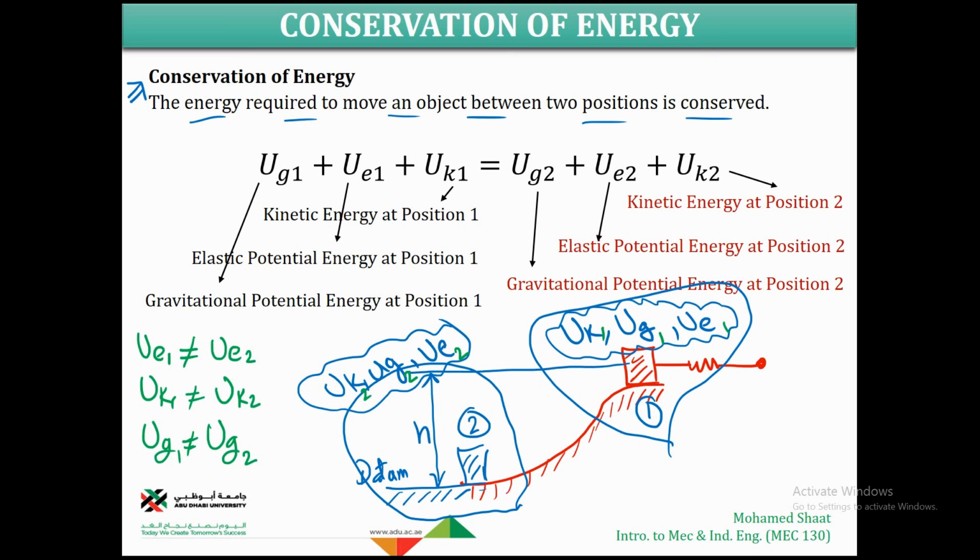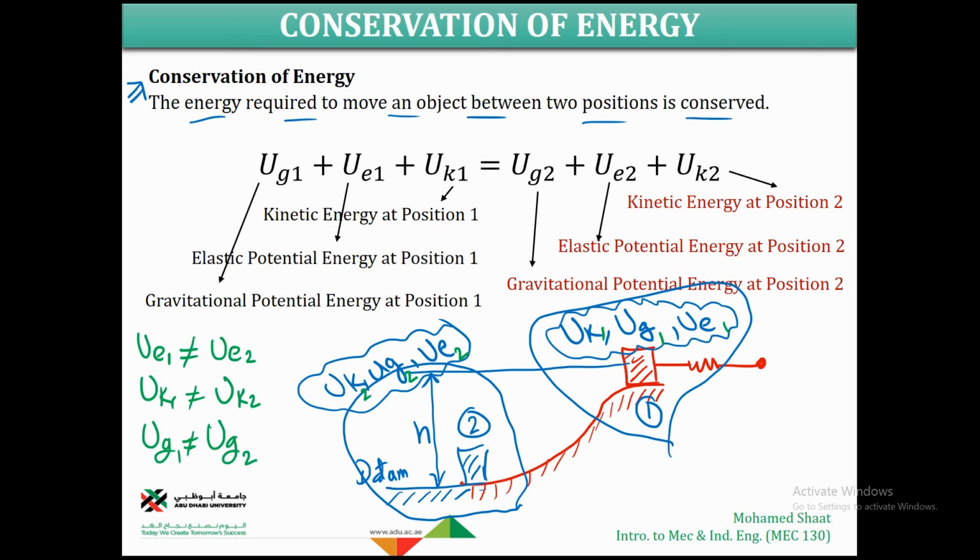Make sense? So UE1 is not necessarily UE2. It means that the elastic energy by itself is not necessarily conserved. The kinetic energy by itself is not necessarily conserved. The gravitational potential energy by itself is not necessarily conserved. Conserved means the energy should be the same, but it is not necessarily the same. But the sum of the three energies is the conserved energy.